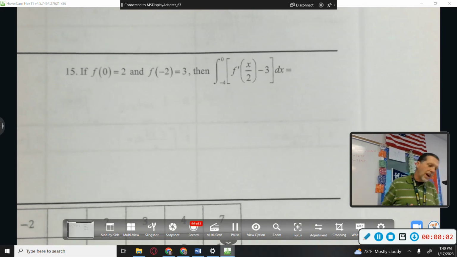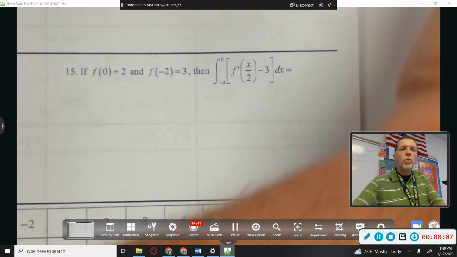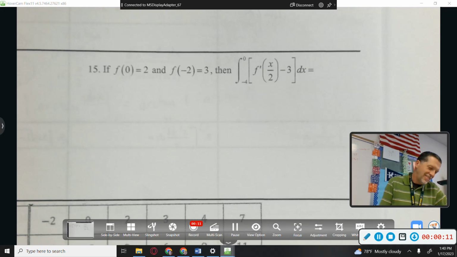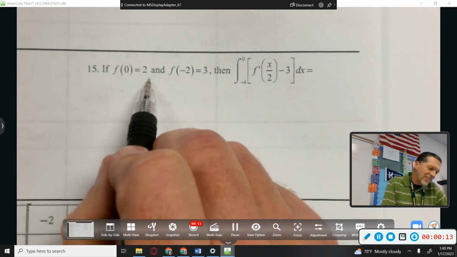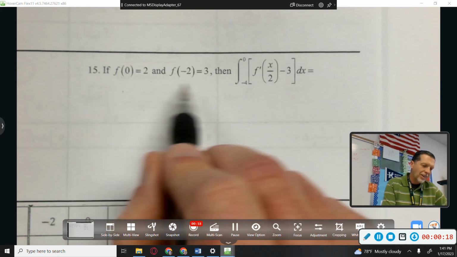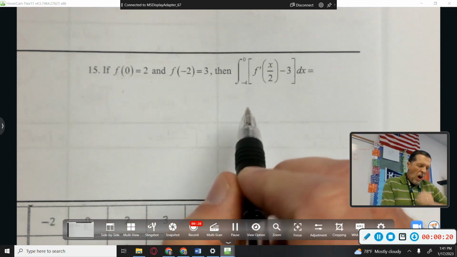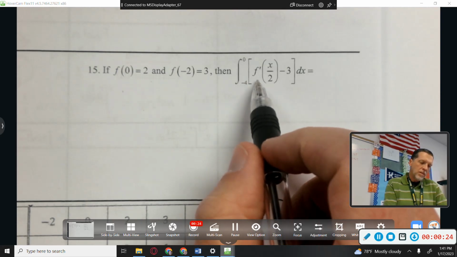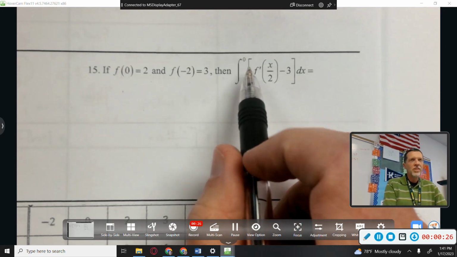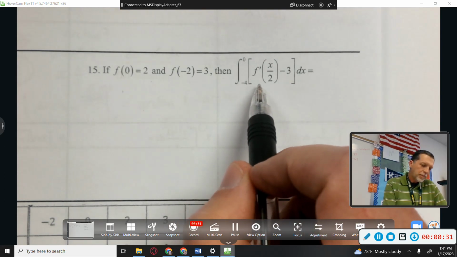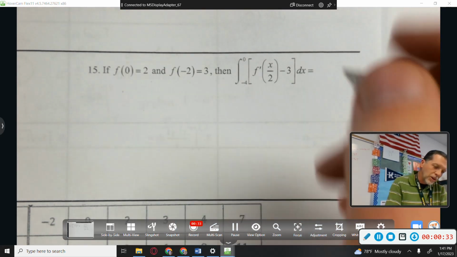So now let's look at worksheet 7, the review, the odds, but we'll go out of order because Kira wants to see number 15. Kira's had me: f of 0 equals 2, f of negative 2 equals 3. Okay, I don't know what that means yet. Bless you. Then the antiderivative of f prime. Okay, that's good news, right? The antiderivative of the derivative is going to get me back to f. But obviously there's a little more going on here.